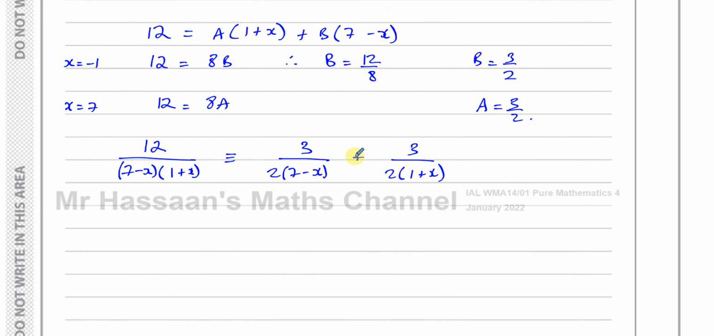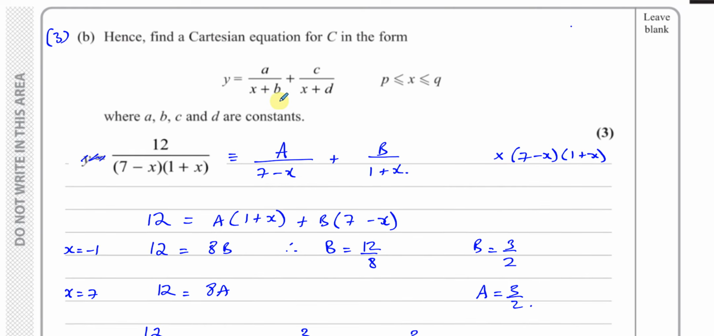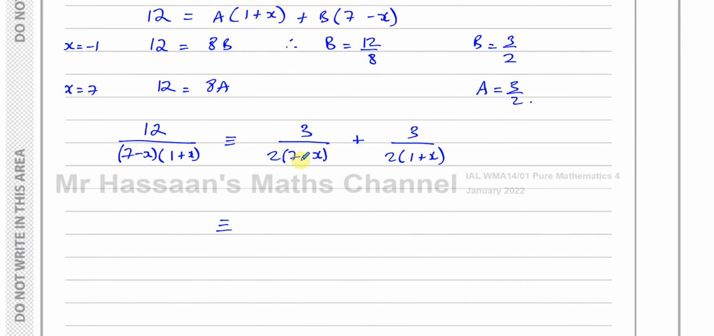Now the thing that's a bit strange about this is that it has a 7 minus x, and here it has an x. So what I will do is try to rewrite this so it says x. I can take minus 1 outside of here, or I can multiply both the top and bottom by minus 1, in which case I'll have minus 3 over 2 times minus 7 plus x, which is x minus 7. And this will be plus 3 over 2 times x plus 1, that's fine.